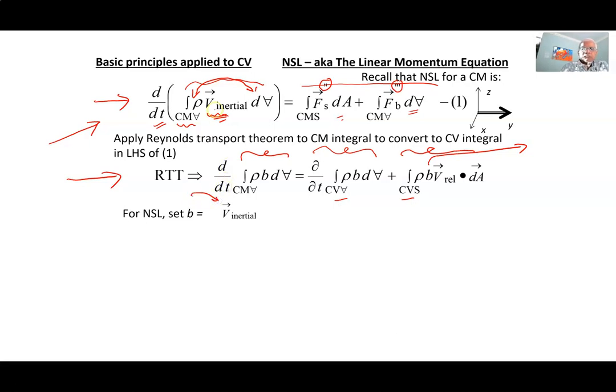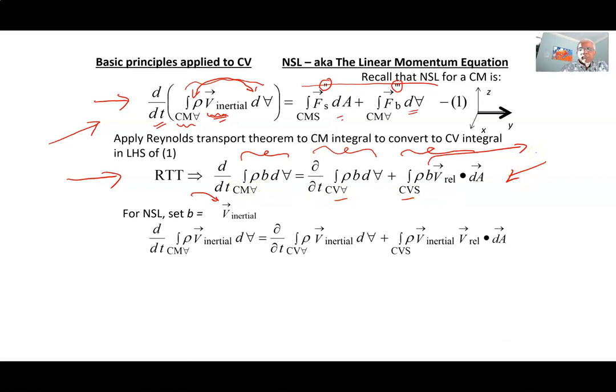So all I need to do on the left-hand side is apply the Reynolds transport theorem and replace the left-hand side by this expression, okay? So that's what I did, right? So the rate of change of momentum for the control mass equals that for a control volume plus the stuff that goes out minus in of momentum across the control surface, right?